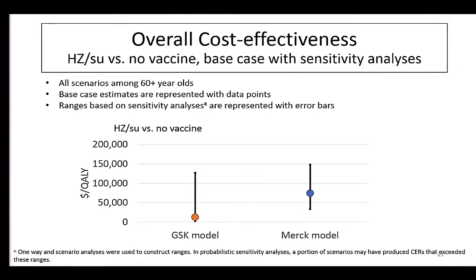Okay, so there's 3 takeaways from this. 1, these error bars overlap. 2, even at their extreme points, they're all underneath $150,000 per quality-adjusted life year. And a final point, though this y-axis is truncated at 0, there were many sensitivity analysis simulations in the Merck or in the GSK model that yielded cost-saving outcomes, but we don't present those numerically, but they were in there.